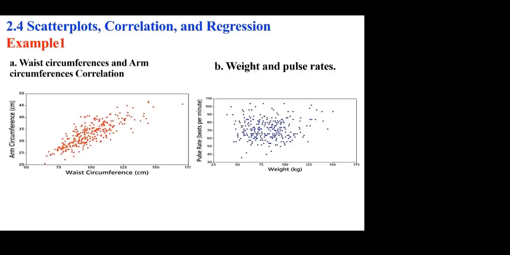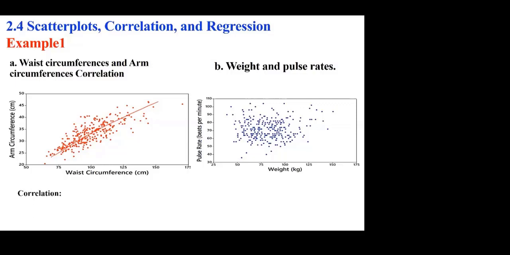All right, so when we look at this example, look at the first one and look at the second one. The first one is dealing with the circumferences of the waist versus the arms. And the second one, weight and pulse rates. Now, clearly, there seems to be something going on here, some sort of a linear correlation in the first case, part A. But if you look at part B, it is all over the map. I can't see a linear correlation.